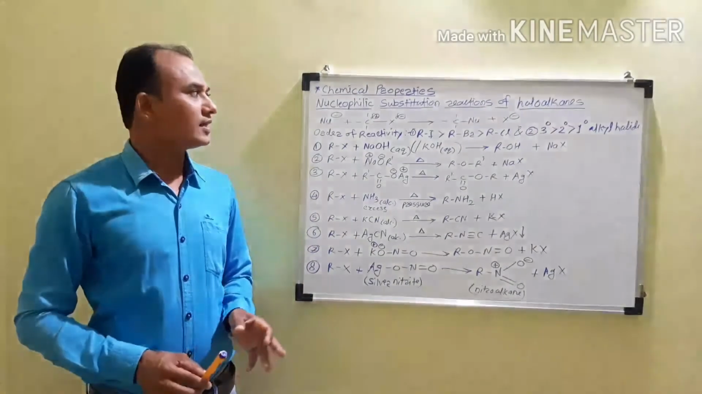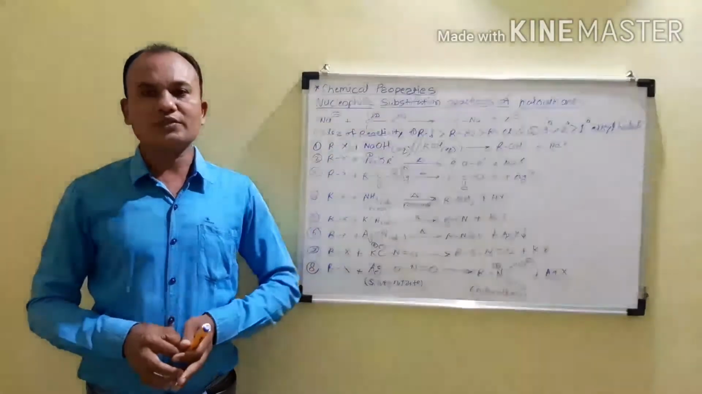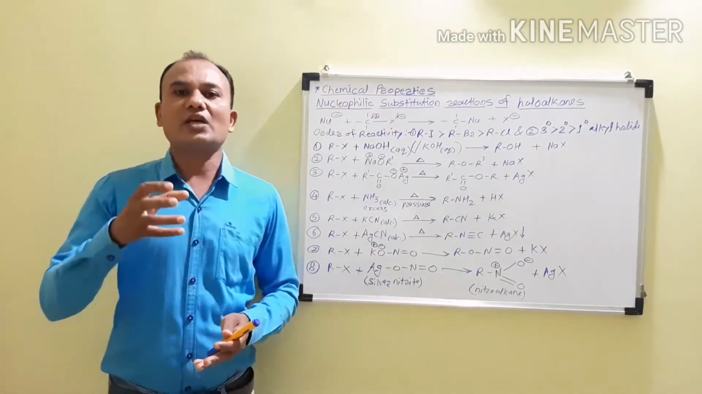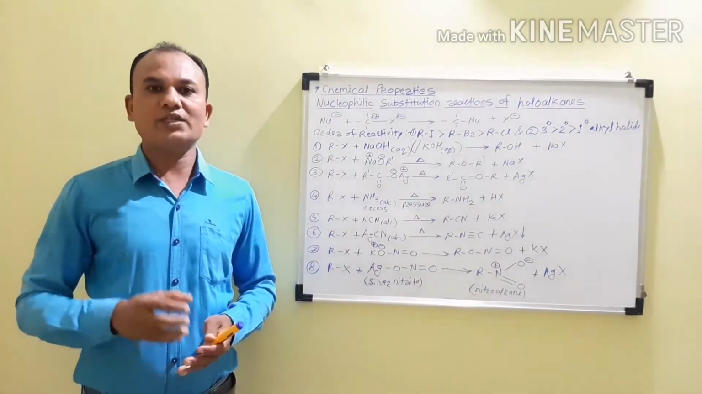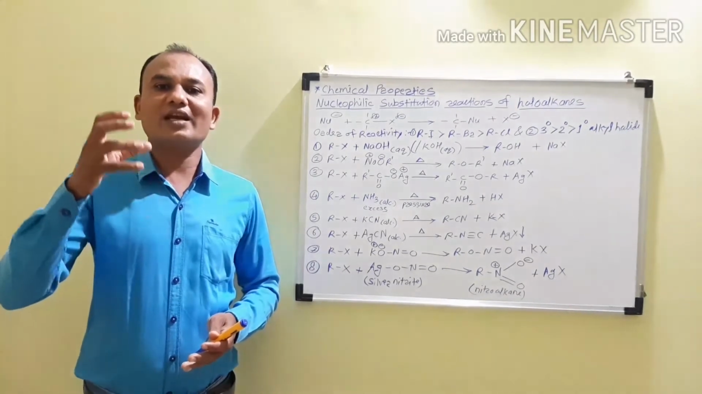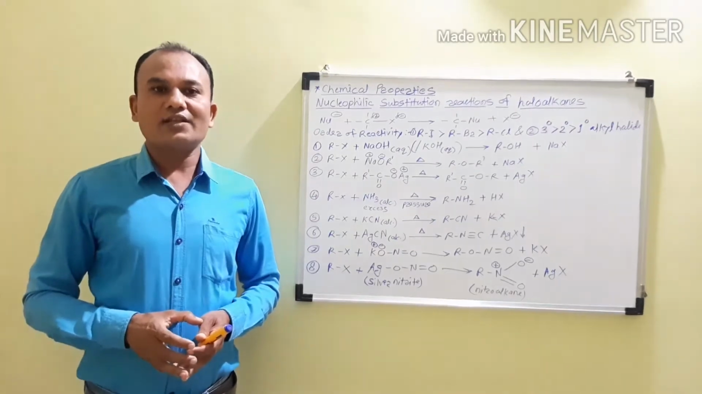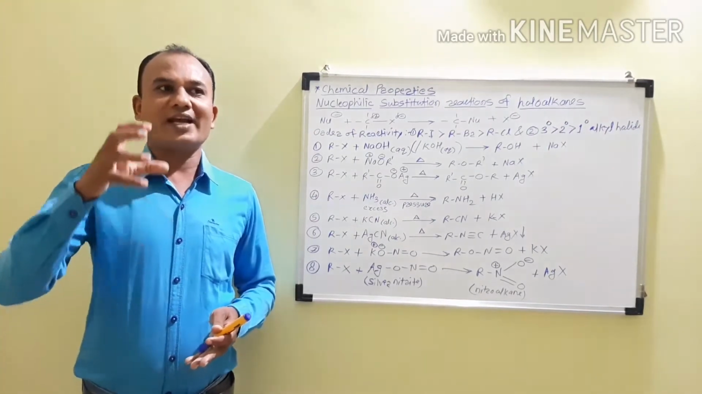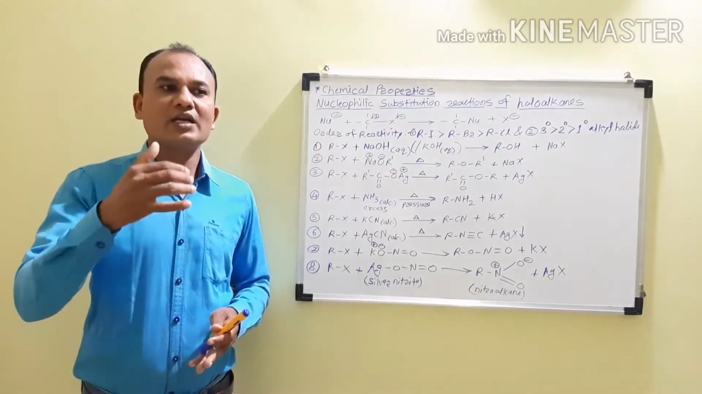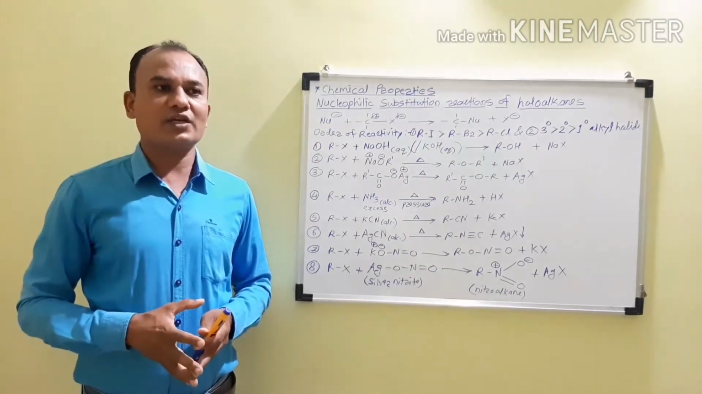Now when we consider the nucleophilic substitution reactions, the attacking reagents are the nucleophiles, which carry a negative charge, or these are the species which are electron rich, and therefore these species attack on the electropositive center of the substrate and we get the nucleophilic substitution reaction.